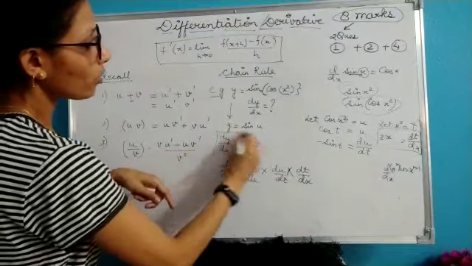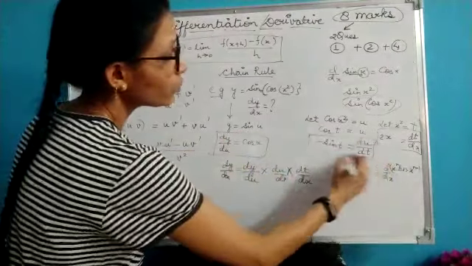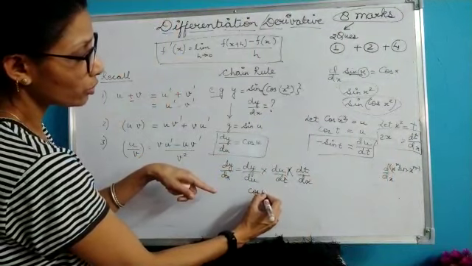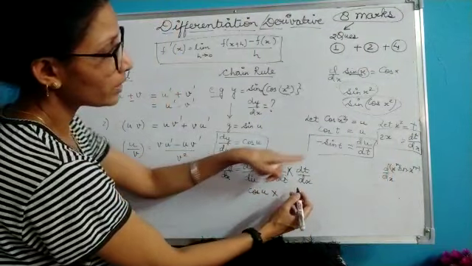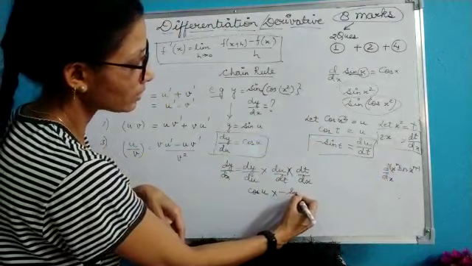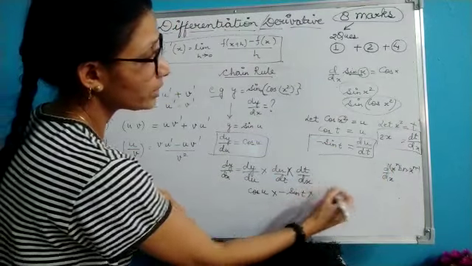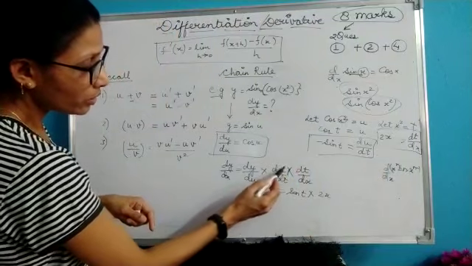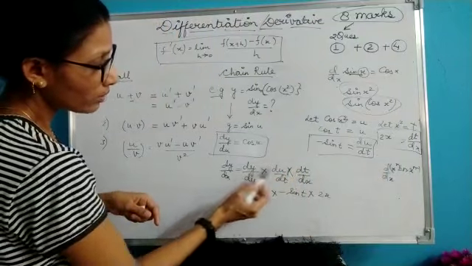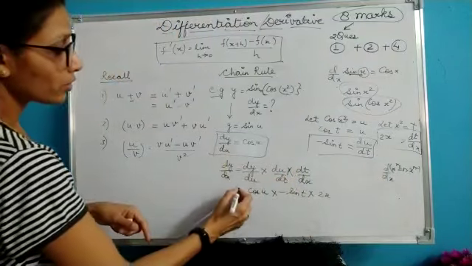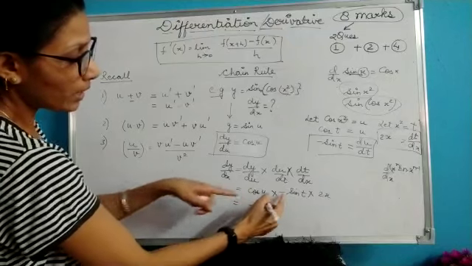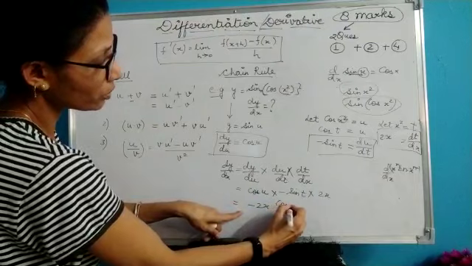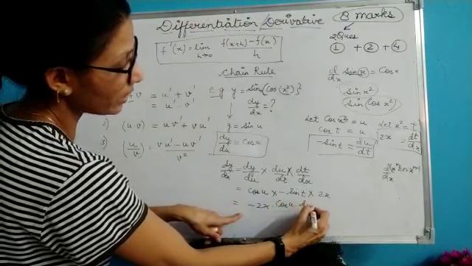Now put all the required values from above. This is dy by du, which gives me cos u, into du by dt, which gives me minus sin t, into dt by dx, which gives me 2x. Now you see, du gone, dt gone, so I am just left with dy by dx. So this is equal to minus 2x into cos u into sin t.